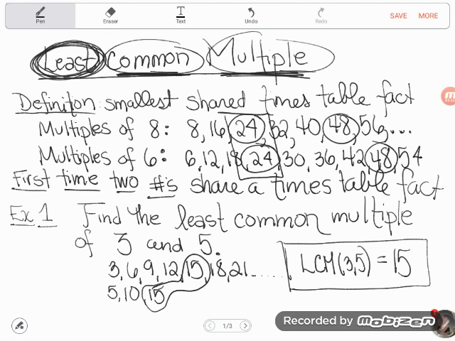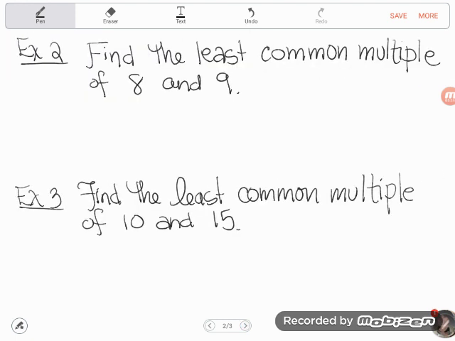Now, that's a really simple example. Very easy to do by just listing out times tables. Let's look at one more kind of like that. Example 2 says find the least common multiple of 8 and 9.